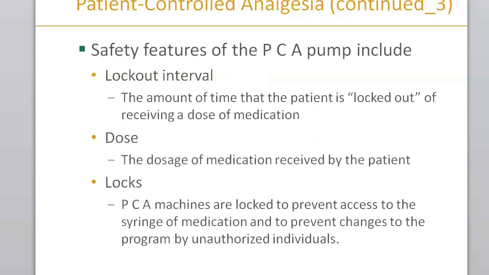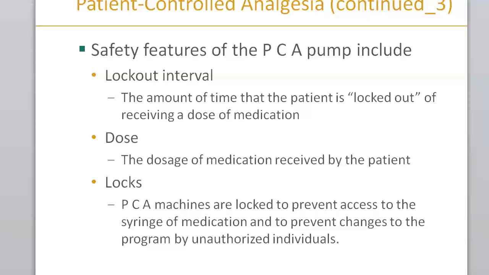There are safety features that include a lockout interval, so the patient can't give themselves too much medication, and a limit on the dosage of medication received by the patient. PCA pumps are also locked to prevent access to the syringe of medication and to prevent changes to the program by anybody who's not authorized to do so.